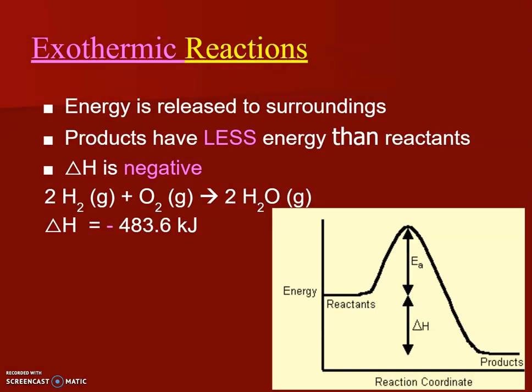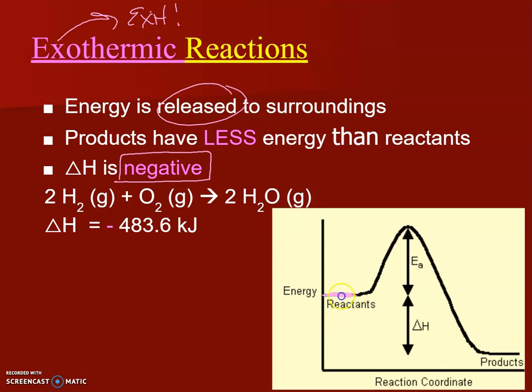All right, so when it comes to an exothermic reaction, our energy is released. Exo means to exit. It is going to be a product. And you are going to see that our delta H is going to be negative because the products are going to have less energy than the reactants.